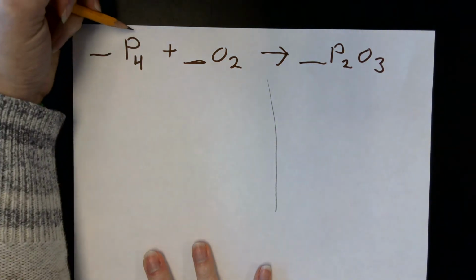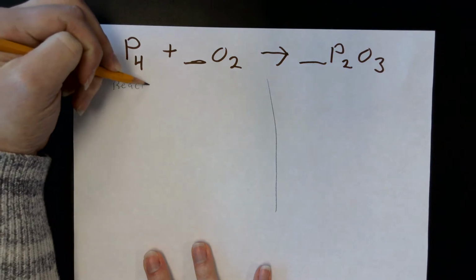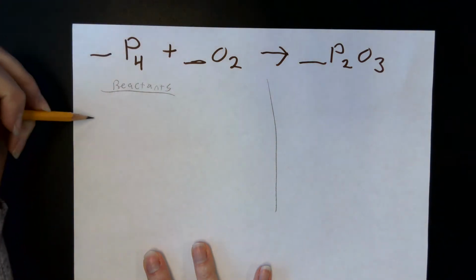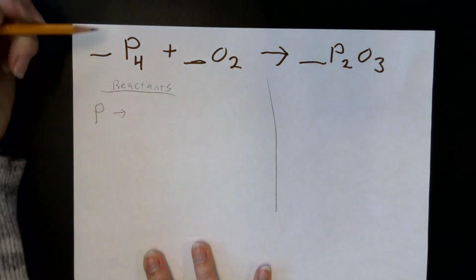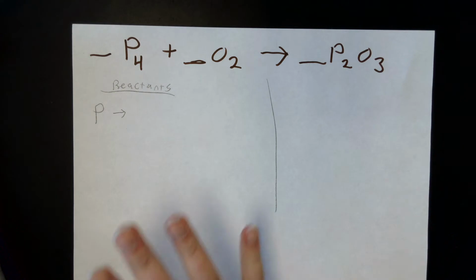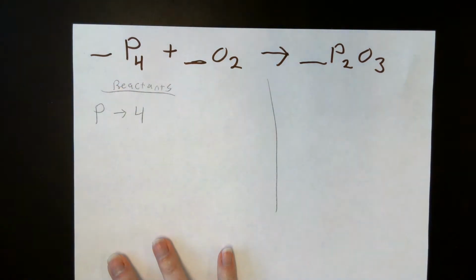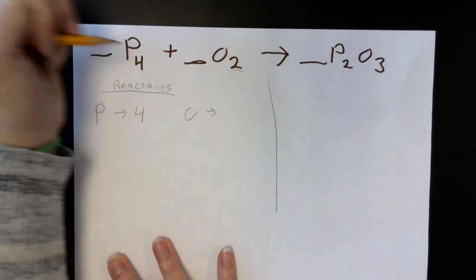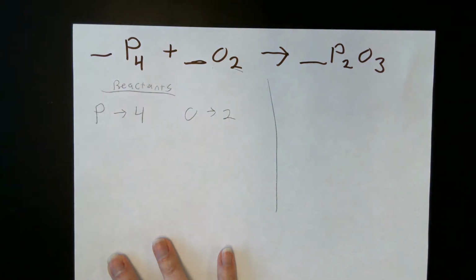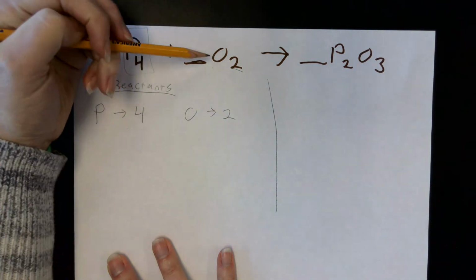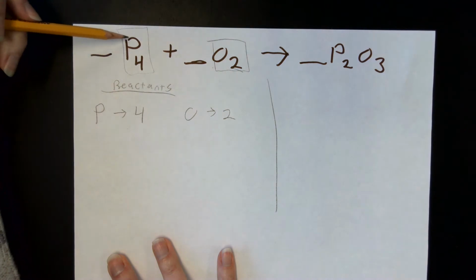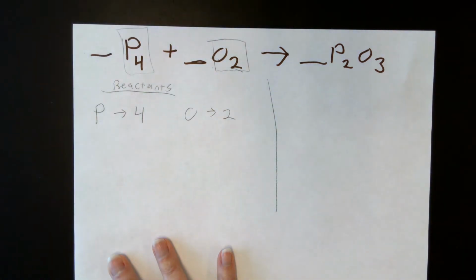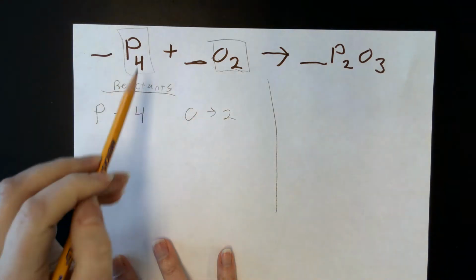So on our reactant side, we have phosphorus, and according to this molecule, we have 4 of them. And then oxygen we have over here, and we have 2 oxygen. With how they're laid out, we can only add them in proportions of 4 and 2 respectively, 4 for phosphorus and 2 for oxygen on this side.